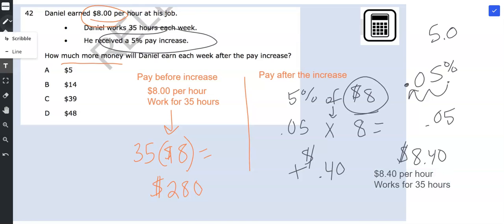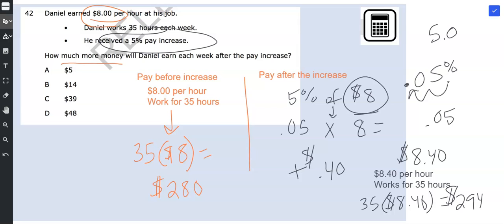So now to figure out how much he makes, we take that 35 hours, the number of hours he works, and multiply by $8.40. So I use a calculator. 35 times $8.40 is $294. So now we need to reread the question.